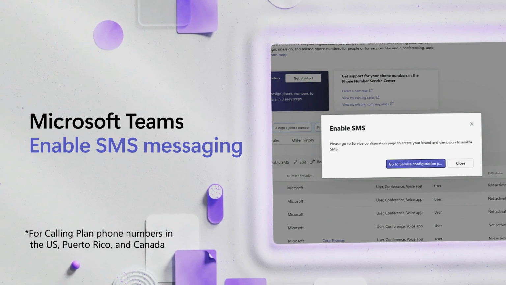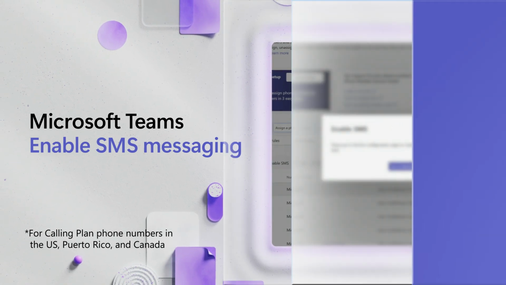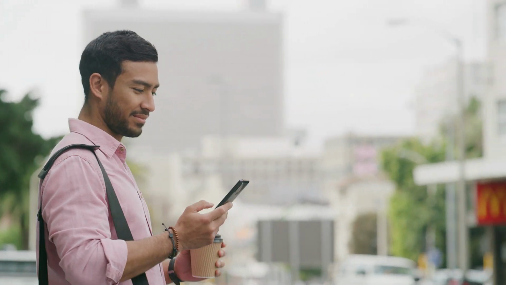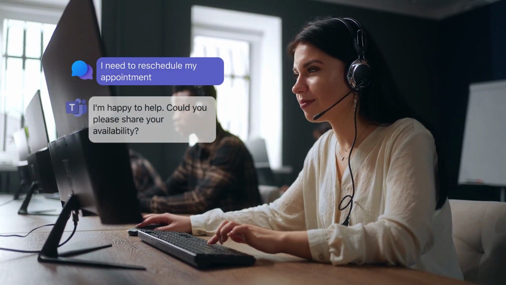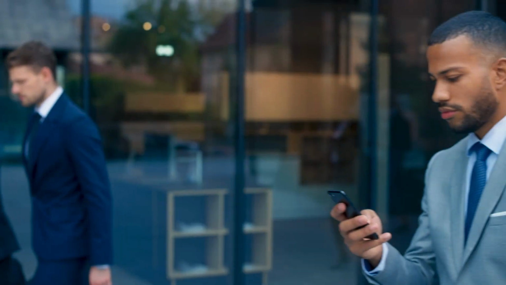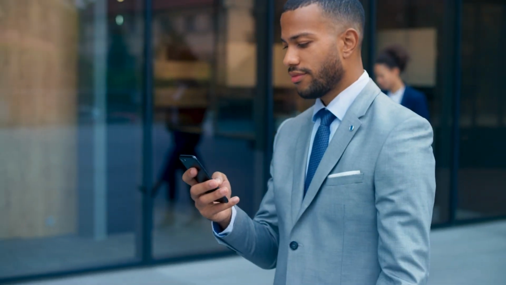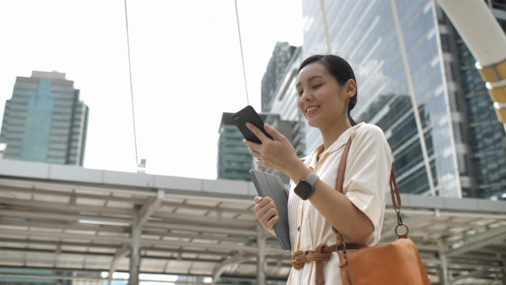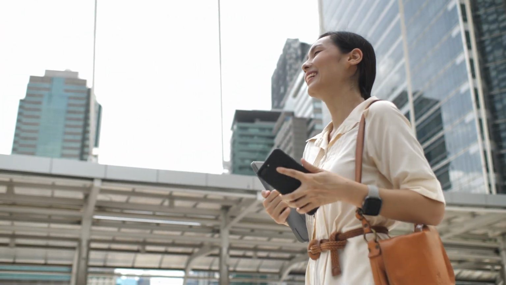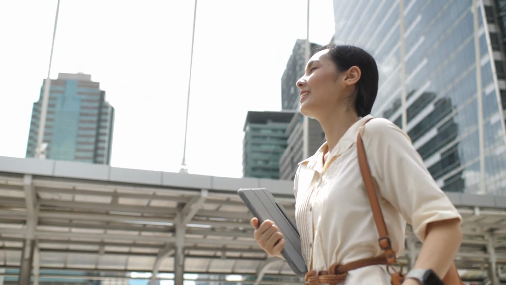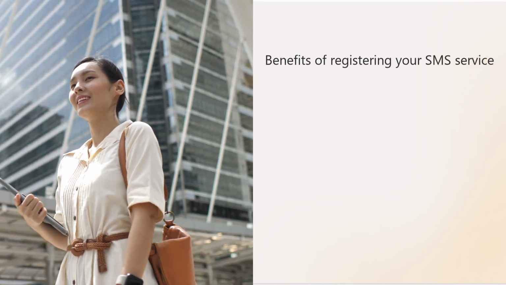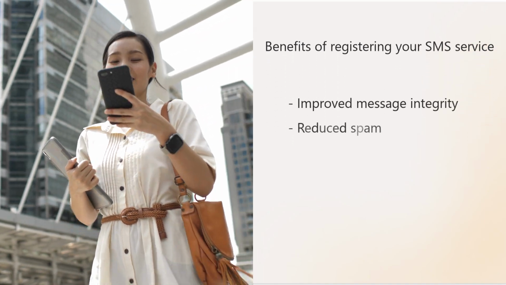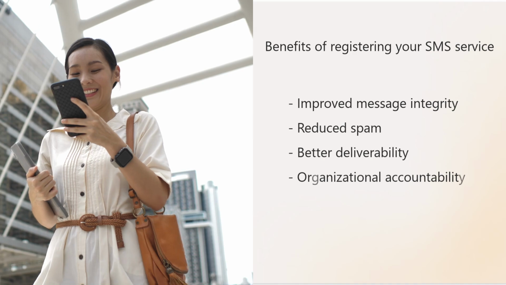Microsoft Teams calling plans support sending and receiving SMS messages within Teams chat, currently for users in the United States, Puerto Rico, and Canada. All SMS messaging to and from Teams is considered application-to-person or A2P messaging. To comply with industry standards and regulations, organizations must register their business and messaging services prior to sending or receiving SMS messages to U.S. phone numbers. This process also provides multiple benefits, including improved SMS messaging integrity, deliverability, and accountability.